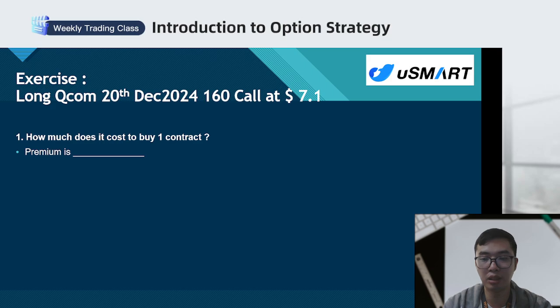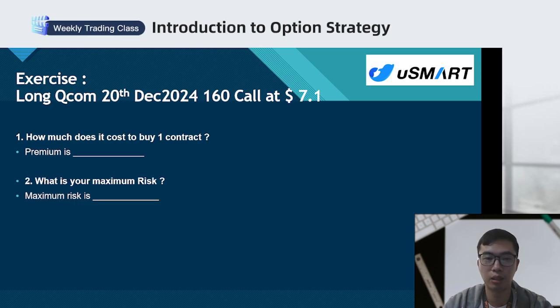So how much does it cost to buy one contract? When we buy a call option, we want to know how much we need to spend and how much we can lose. Remember, for the buyers, your maximum risk is always the premium. One contract is 100 shares, so in this case it's 7.1 times 100, which is $710.